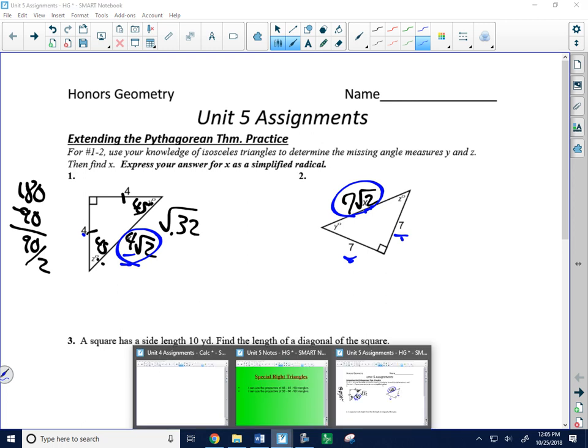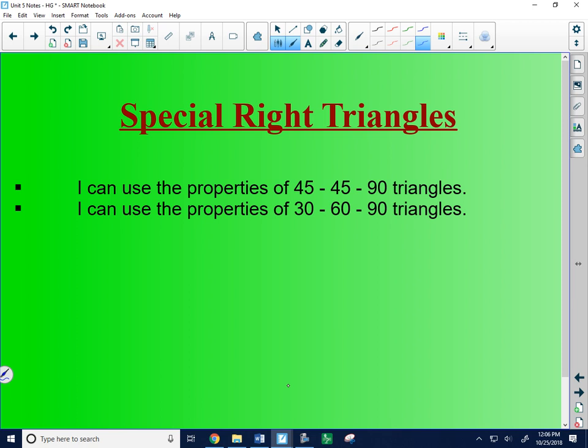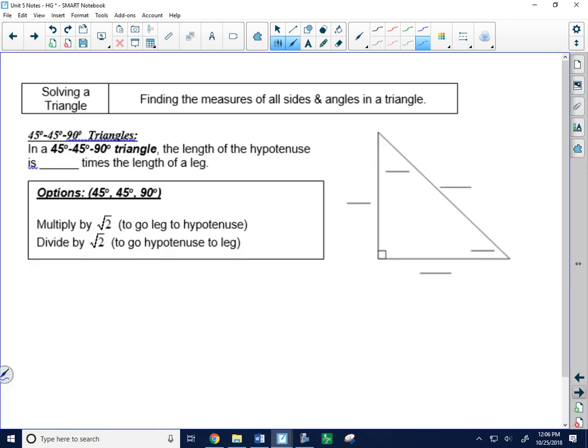The pattern from those is special right triangles. So let's talk about these. There are 2 types of special right triangles. That's what they're called. One is 45, 45, 90, and one is 30, 60, 90. This is referring to the angle measures. So they each are right triangles, and if the other 2 acute angles are 45 and 45, there's a pattern. 30 and 60, there's a pattern. Okay, let's talk about 45, 45, 90 first.